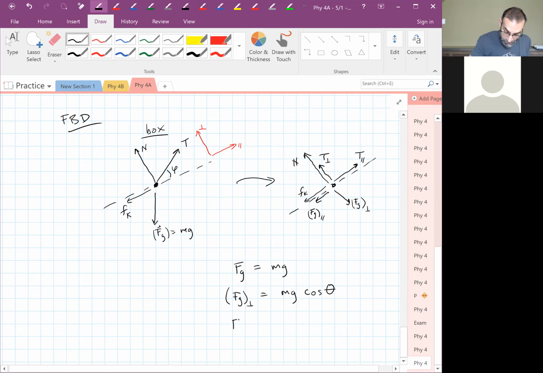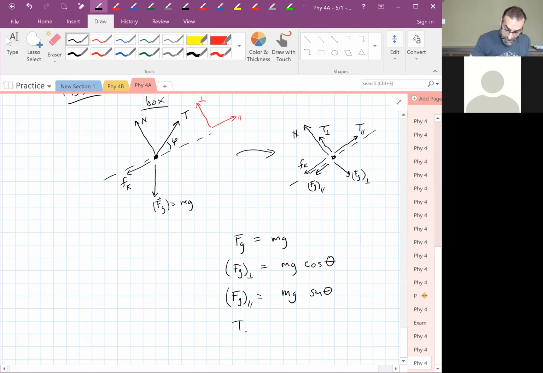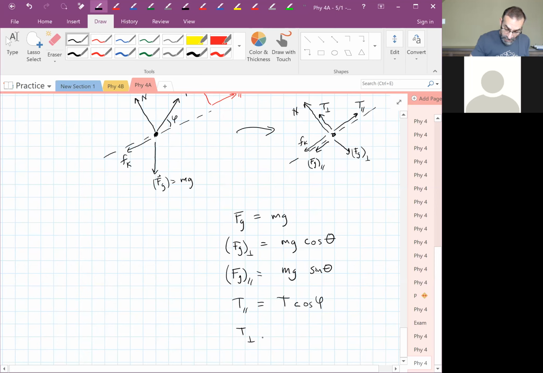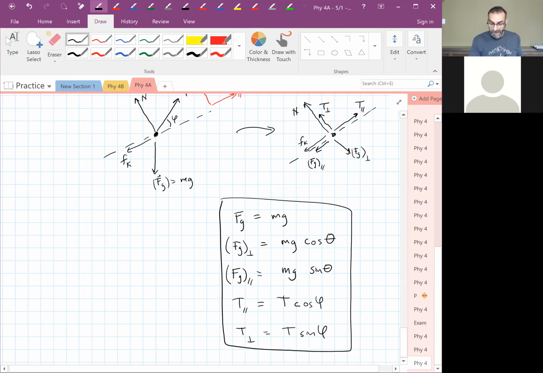Force of gravity parallel is mg sine theta. T, the tension in that rope parallel to the surface, is going to be T cosine phi, and the tension in the rope perpendicular is T sine phi. So those are all the components that I have up above.